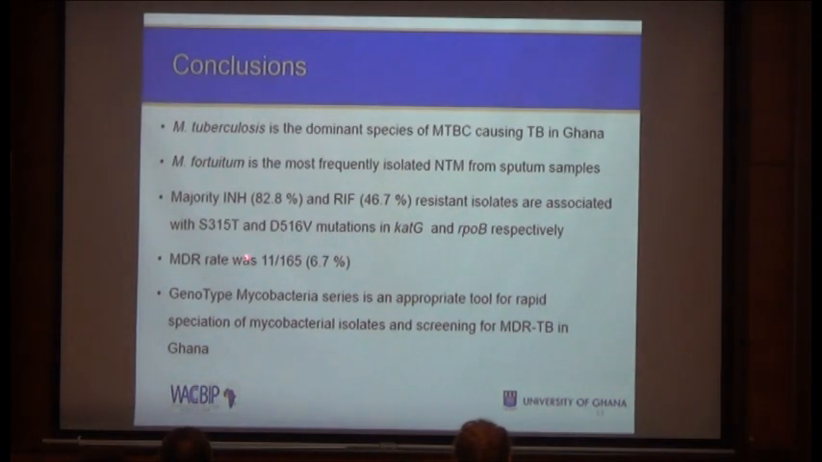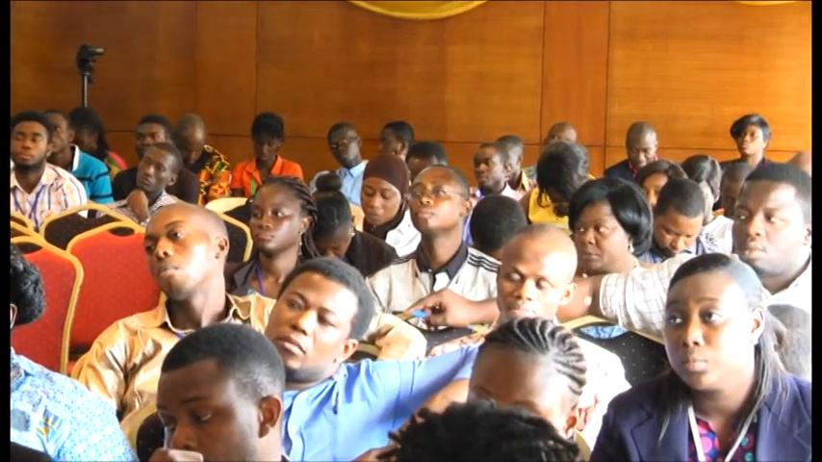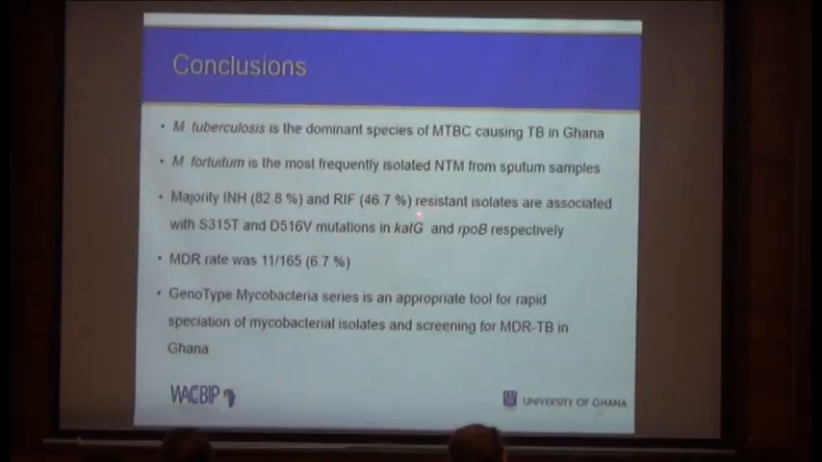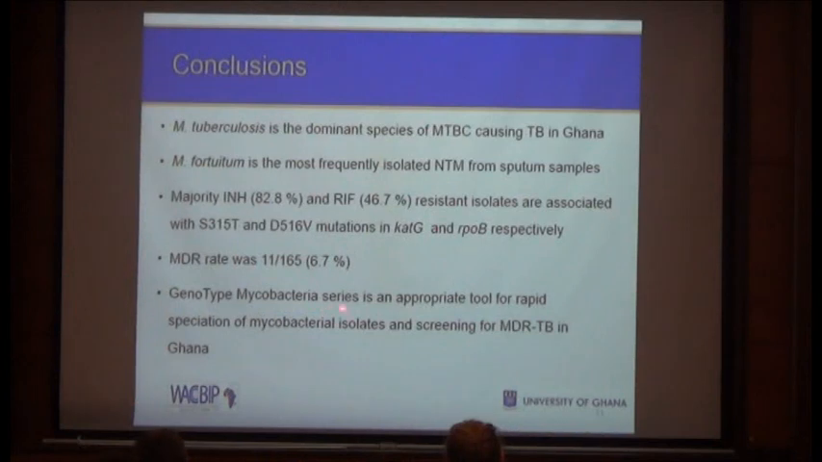So to conclude, M. tuberculosis is the dominant species of the MTBC causing TB in Ghana. M. fortuitum is the most frequently isolated NTM from sputum samples. The majority of the isoniazid resistance were in codon 315, a change from serine to threonine, and for the rifampicin in codon 516. The MDR rate was 6.7%, and from this study, we can conclude that the GenoType Mycobacteria series is an appropriate tool for speciation of mycobacteria isolates and screening for MDR-TB in Ghana.